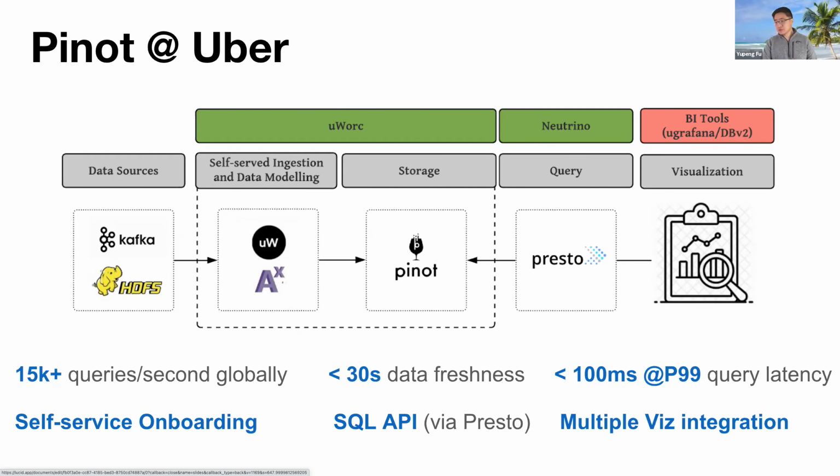Some interesting numbers to show that today at Uber, we actually have pretty high QPS. Pinot is like 15K per second. And data freshness is very important, and we provide less than 30 seconds freshness and pretty low query latency. For the majority of queries, it's less than 100 milliseconds. And we built this internal self-onboarding platform around Uber, which is our internal orchestration layer for self-onboarding. And people use SQL to query data.